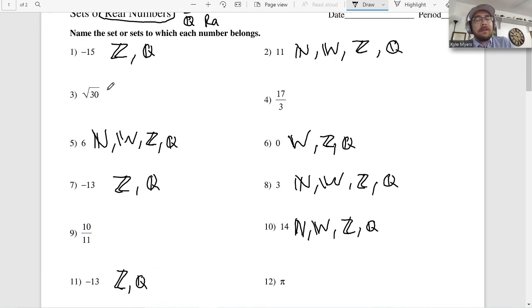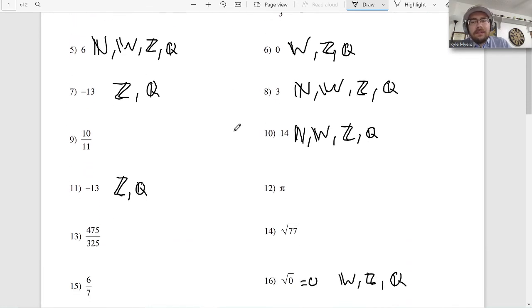Well, the square root of 30, I can't simplify that, and that cannot be written as a fraction. You might be like, oh, well, 30 over 1. Well, it's the square root of 30 over 1, though. You have to be able to write it without the square root as a fraction. So square roots don't count unless I can take the square root of the number. So that doesn't count. But 17/3, that's a fraction. Boom. 10/11, that's a fraction.